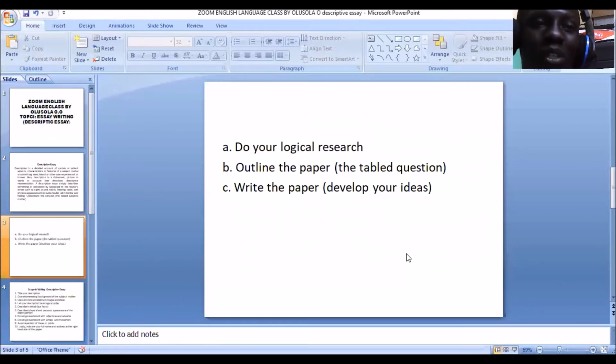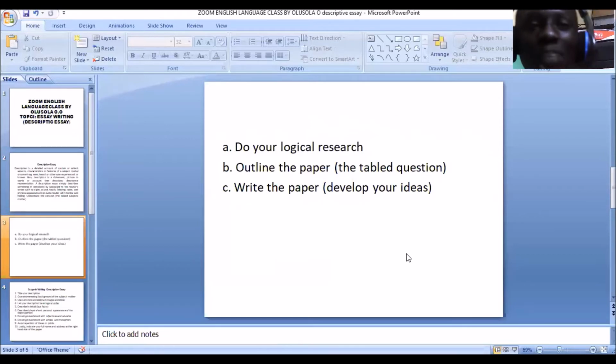Maybe your office engages you to go for a study, and then after the study you are asked to write a description of your experience or the outcome of the workshop or the study. Then you have to do thorough research work. And that's why I say do your logical research. That is for A level, not for working students.